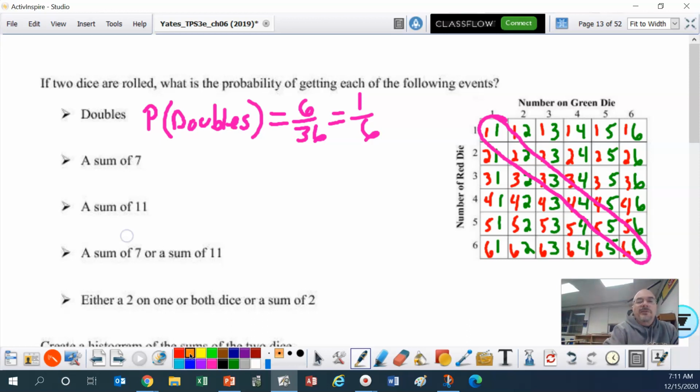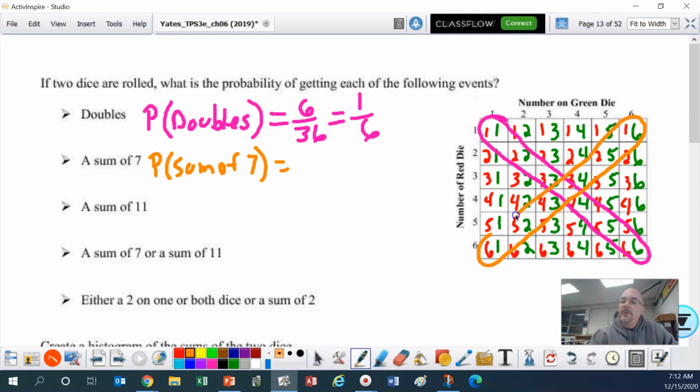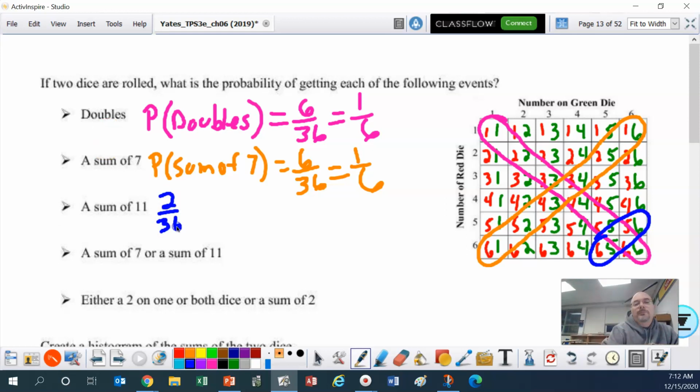The next one is a sum of 7. Again, the notation really should be probability of a sum of 7. I'm not going to write that for every single one, but that's the notation we should use, and again, that is an event. The sum of 7, believe it or not, is the other diagonal: 6 plus 1, 5 plus 2, 4 plus 3, 3 plus 4, and so on. So that's 6 out of 36, or 1/6. The next one is the probability of a sum of 11. There's only 2 of them, 6,5 and 5,6. So 2 out of 36, which reduces to 1 out of 18.